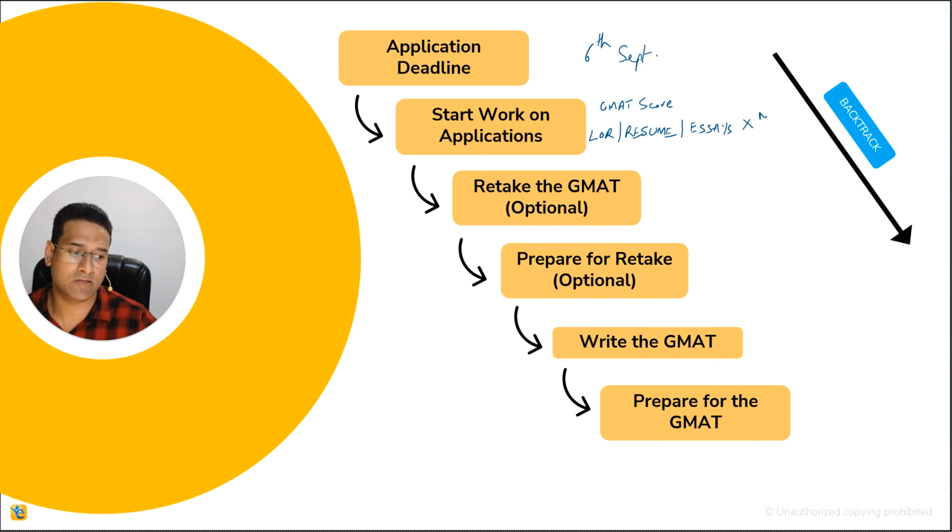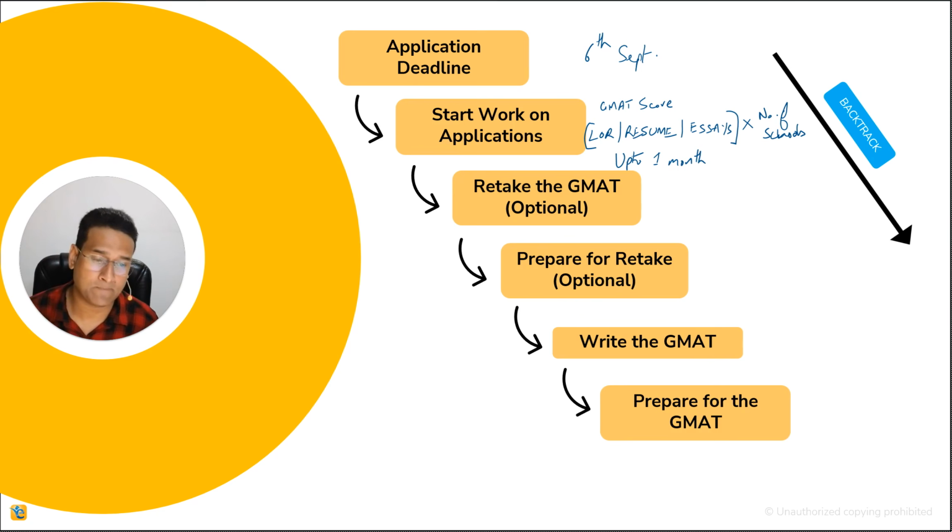Multiply this with the number of B schools that you're going to apply to, and you will need close to or up to a month to prepare your application kit, right? So this means the latest by which you can write the GMAT is the 6th of August.